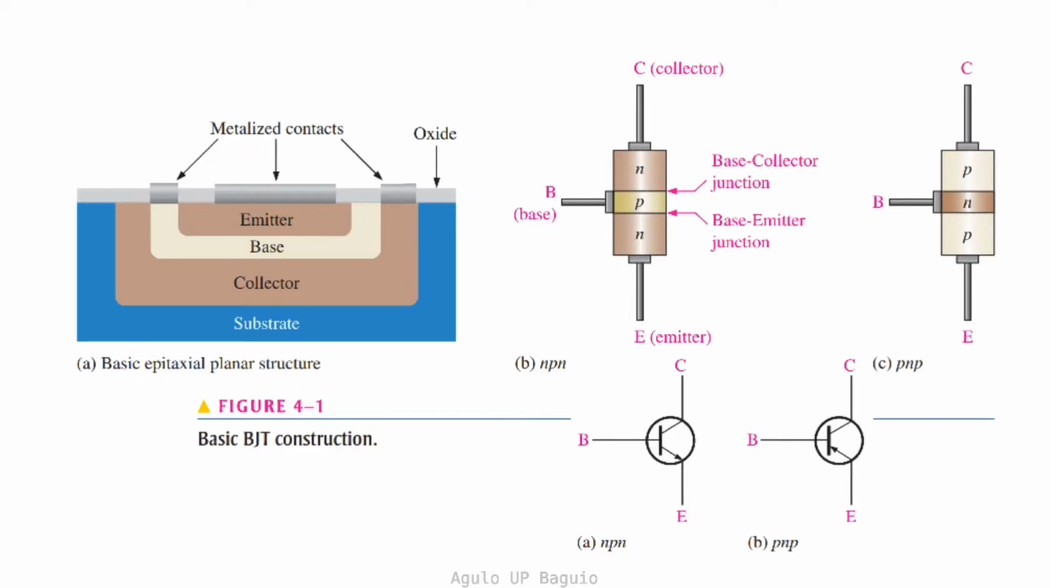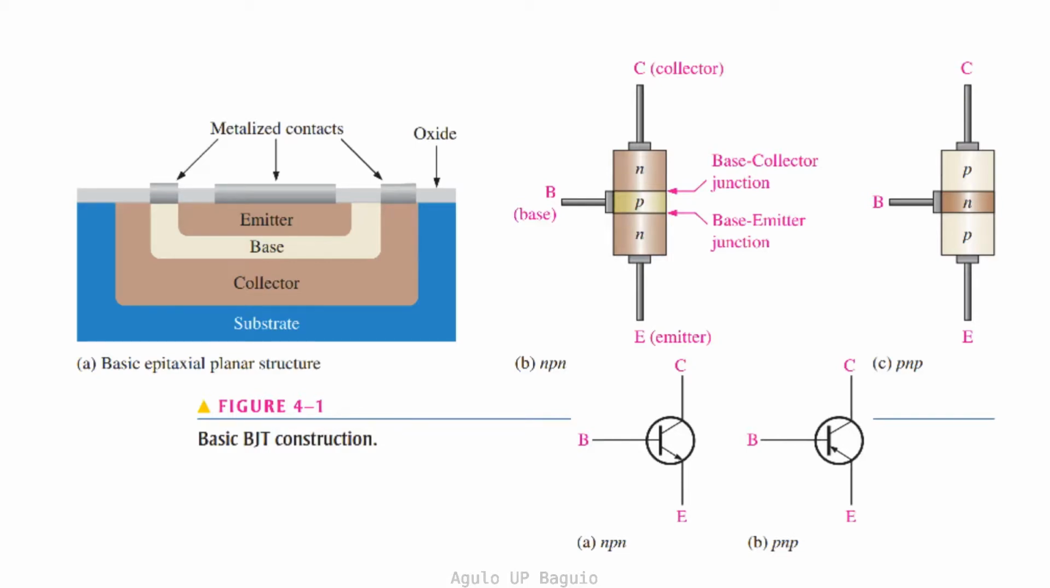For an NPN transistor, the collector terminal is connected to a moderately doped N-type region, while the emitter is connected to the heavily doped N-type region. The base terminal is connected to the middle P-type region. The PN junction between the collector and the base is called the base-collector junction. The PN junction between the emitter and the base is called the base-emitter junction.